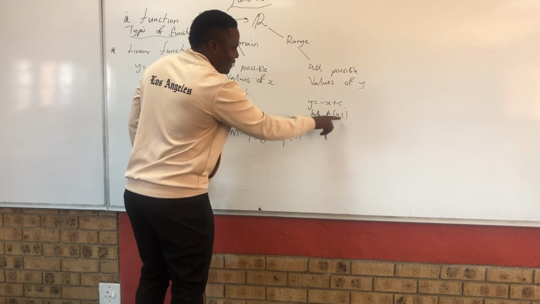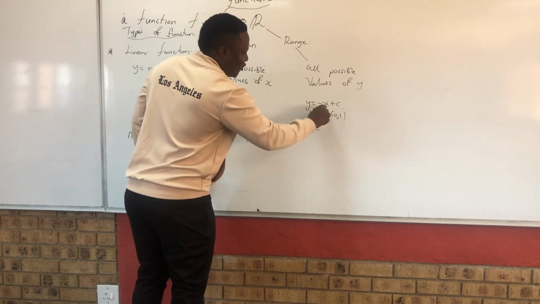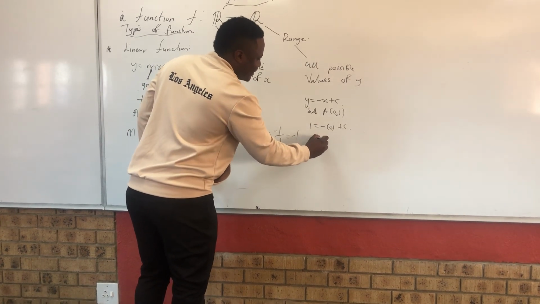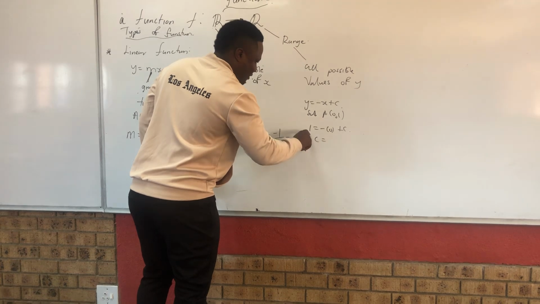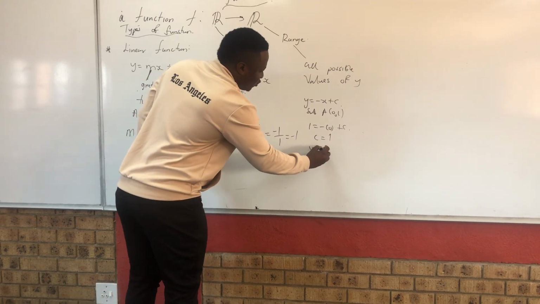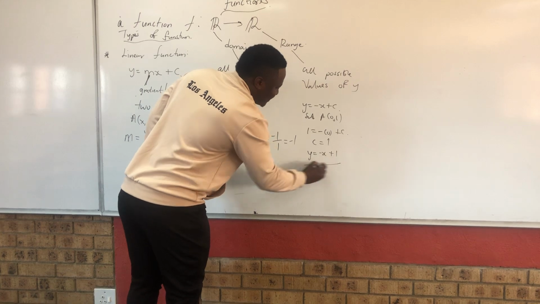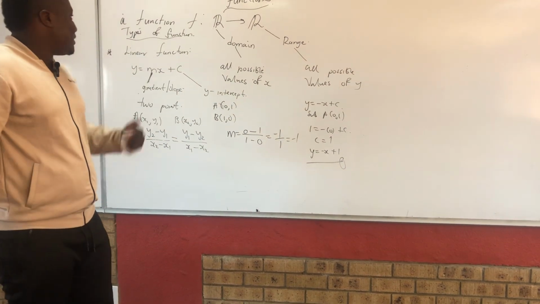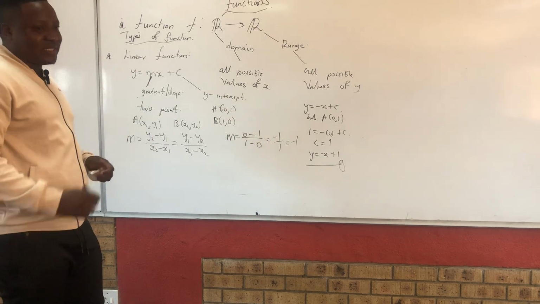The y value of A is 1, and the x value is 0, so 1 equals minus 0 plus c. This means c is just 1. And then now we have the equation as y equals minus x plus 1. This is how we get the equation of the straight line.